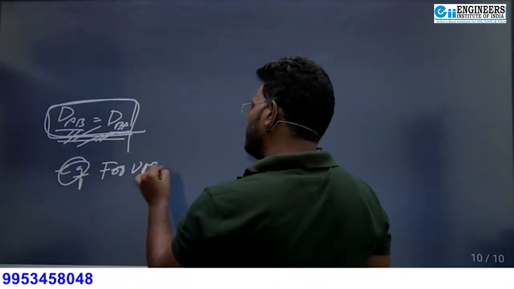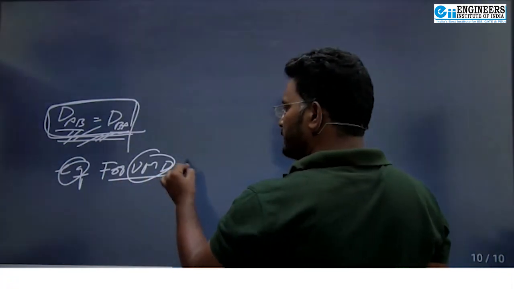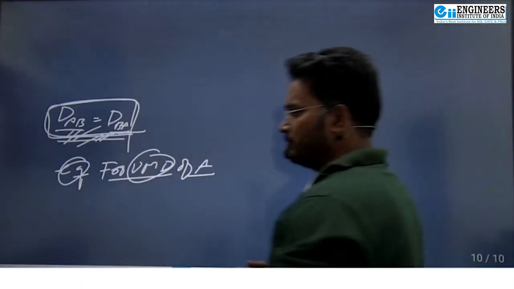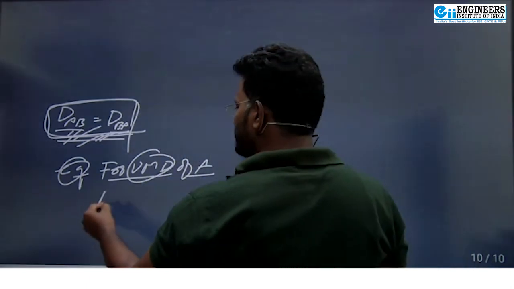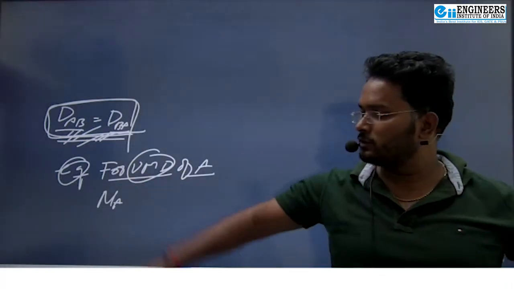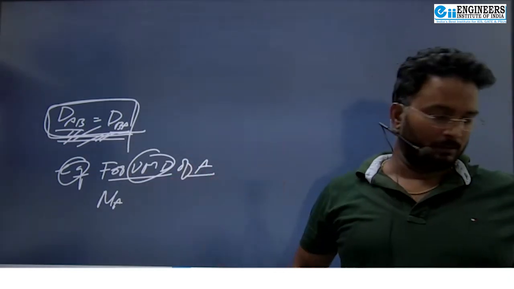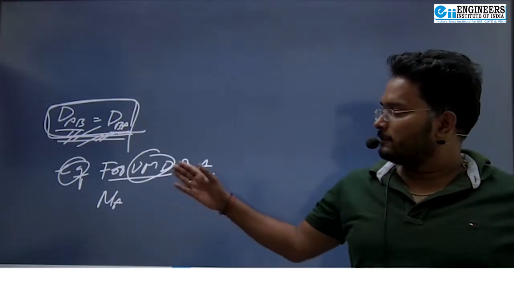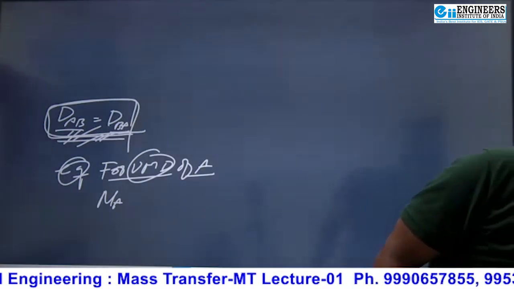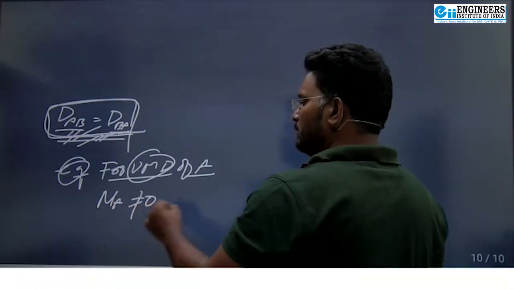Now the second thing is, for example, for UMD, unimolecular diffusion of A in a binary mixture, what will happen? Is Na zero or non-zero? For unimolecular diffusion of A through non-diffusing B, is it possible to have Na equal to 0? Na can never be 0 since the diffusion is of A only, through non-diffusing B. Na can never be 0, but Nb will be 0 here.